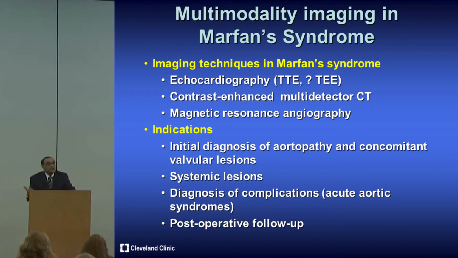Essentially, the reason for doing advanced imaging is to make an initial diagnosis of not only the aortic disease, but of concomitant valve lesions, the conversation about mitral valve prolapse, systemic lesions, so other things, bony problems, spine problems, lung problems, and diagnosis of complications. So to make a diagnosis of somebody complaining of acute chest pain, is it dissection? Is he having a heart attack? Is this just a bad case of heartburn? And also post-operative follow-up. Imaging is crucial in all aspects of management of patients with Marfan syndrome.